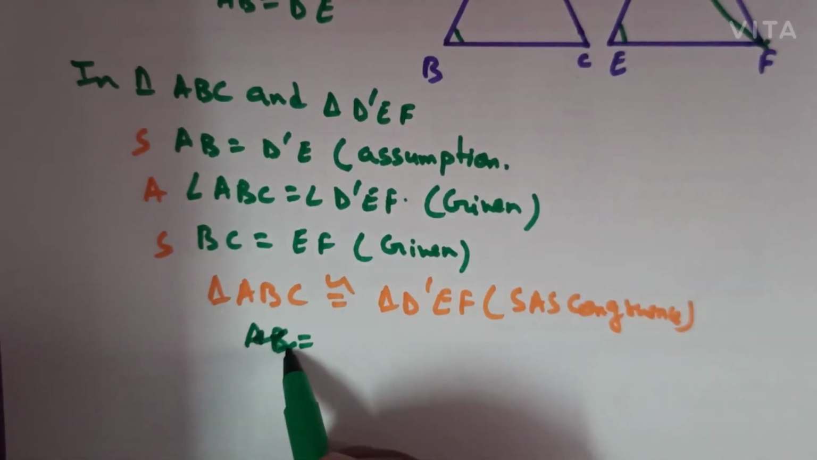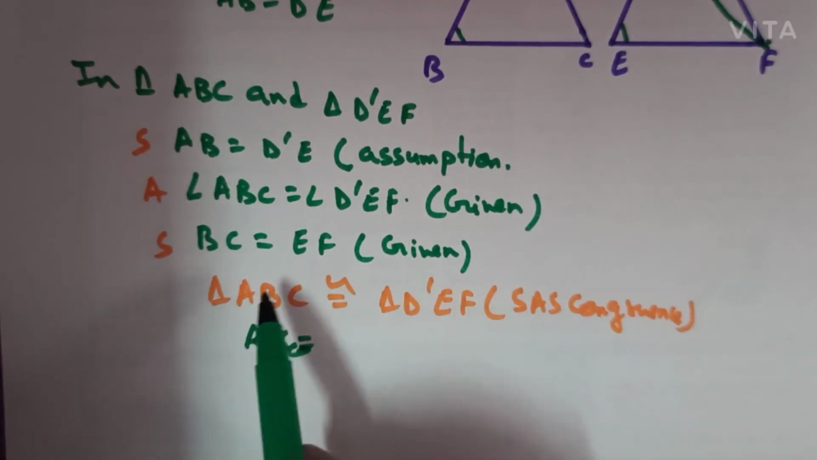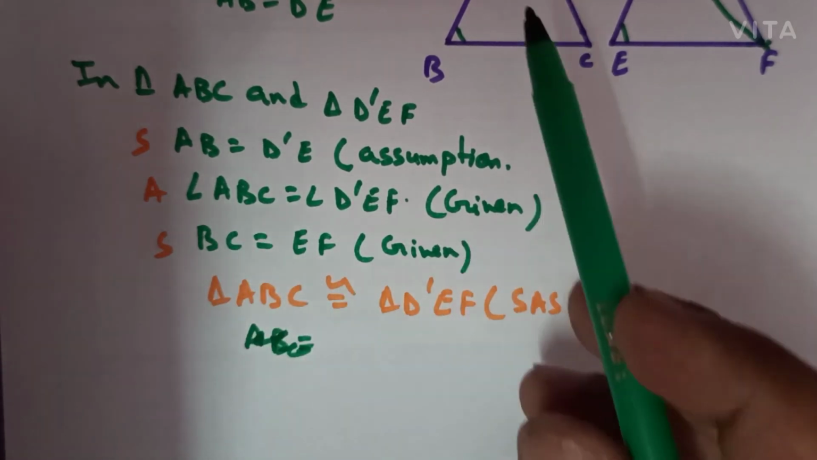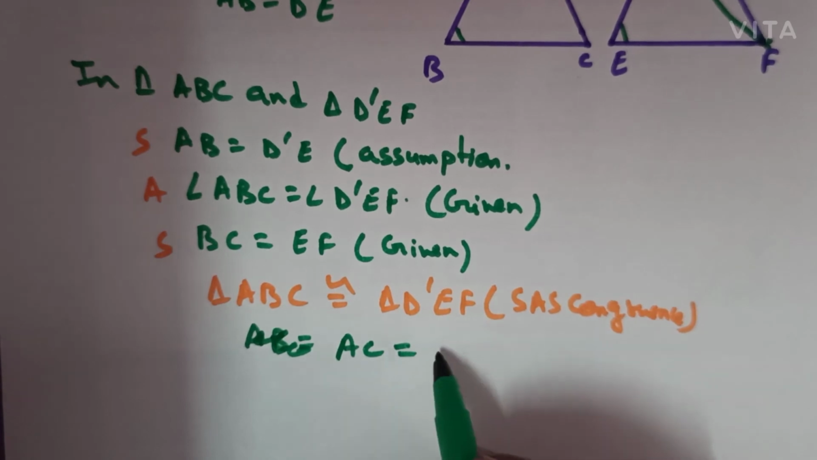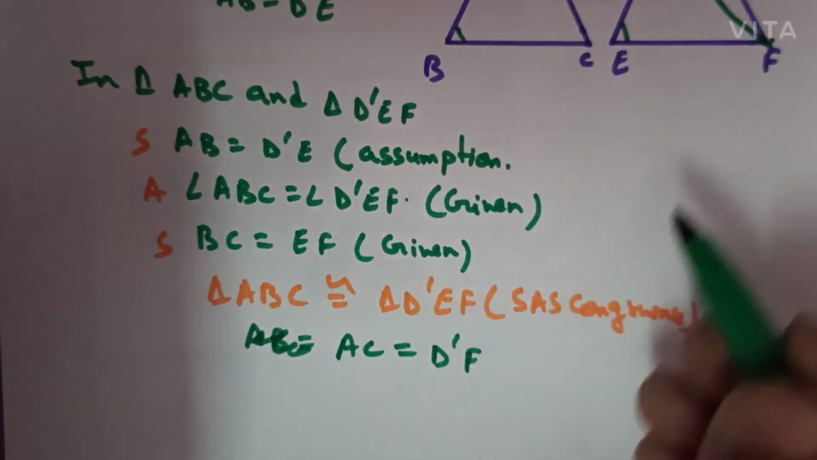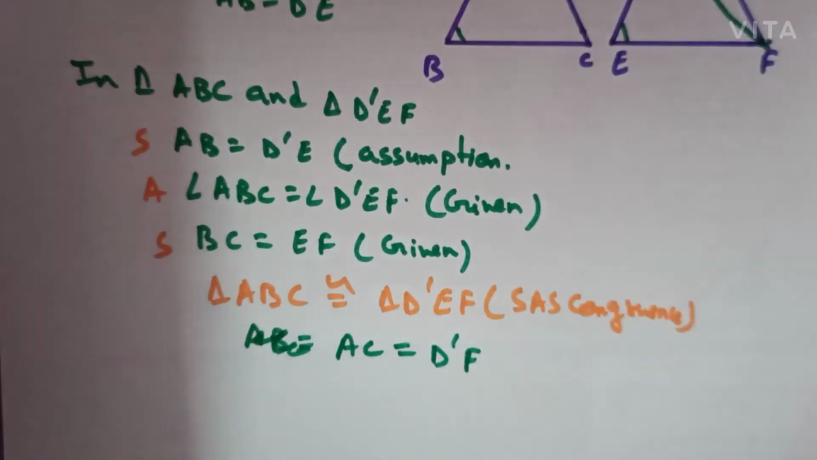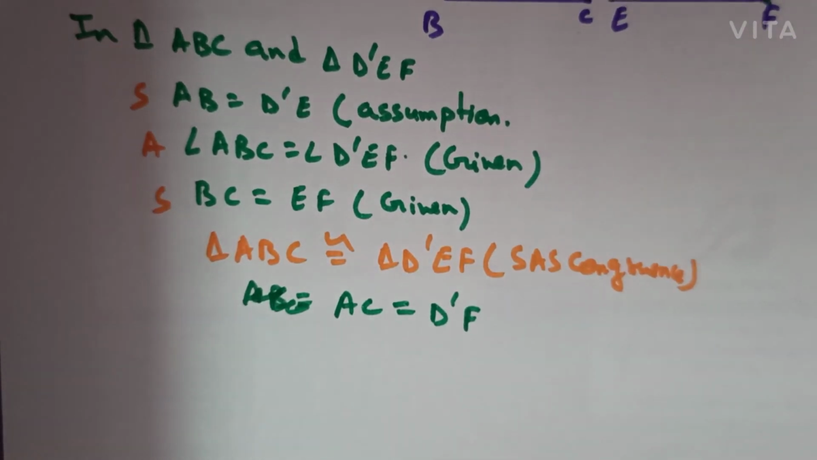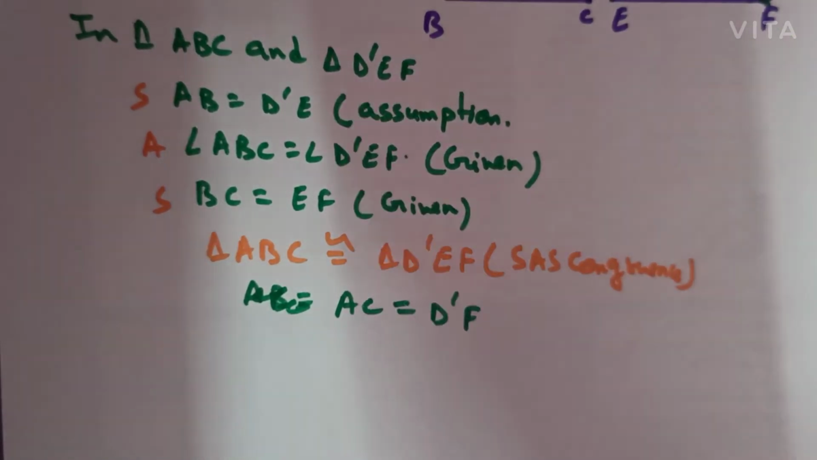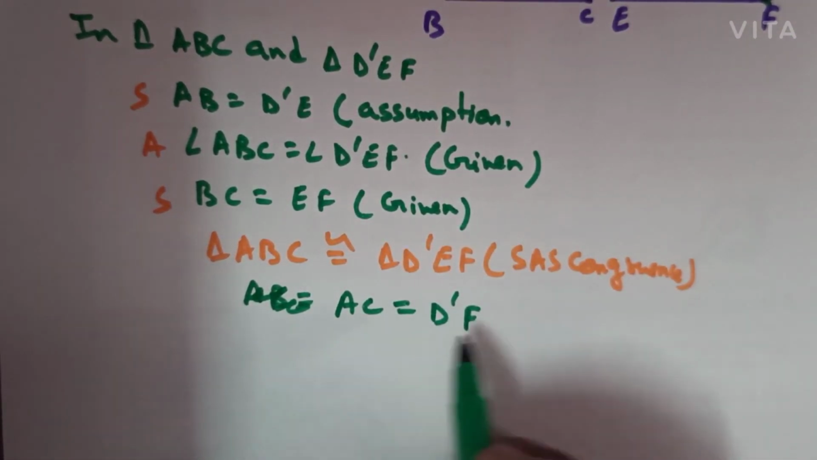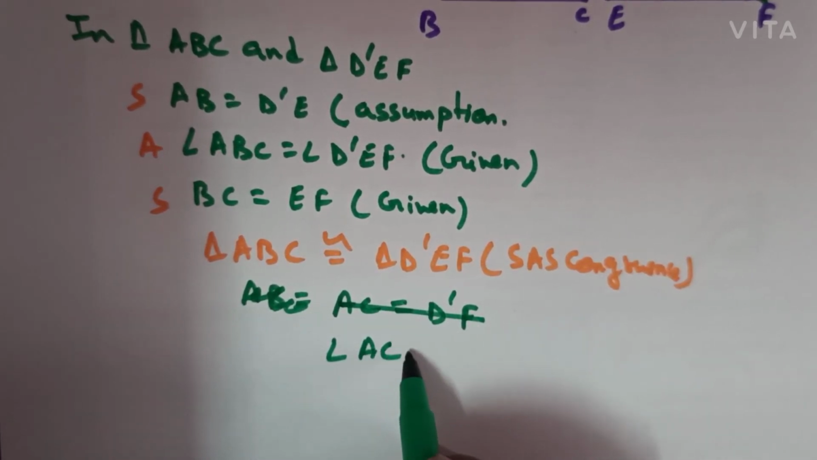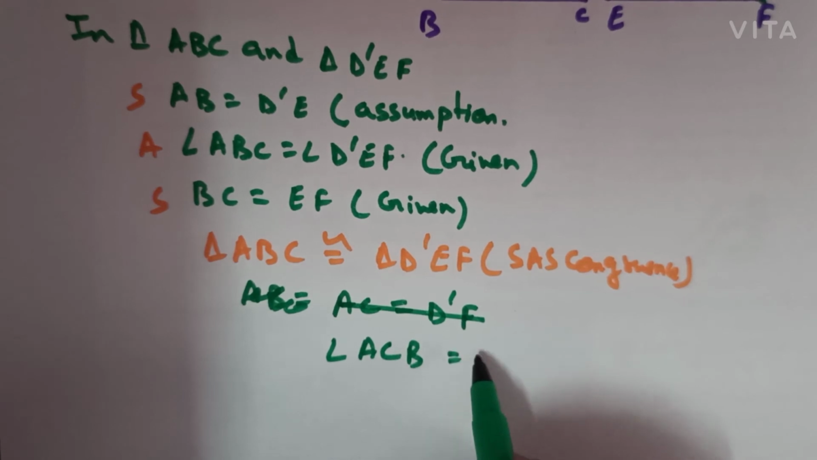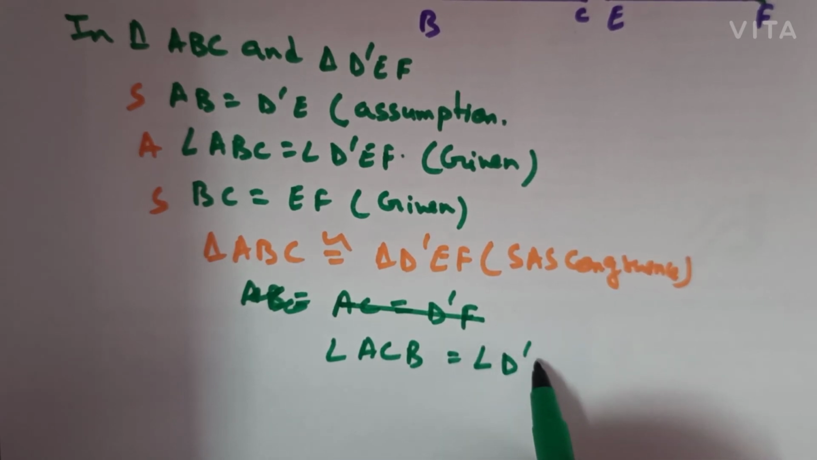Sorry, we can say that the third side, AB and BC we have taken, the third side is AC, will be equal to D dash F. Third side is this. AC will be equal to D dash F. And by CPCT we can also say that angle ACB is equal to angle D dash FE.